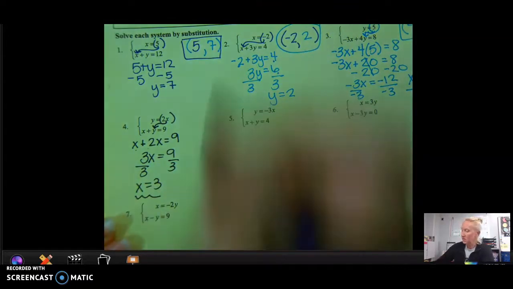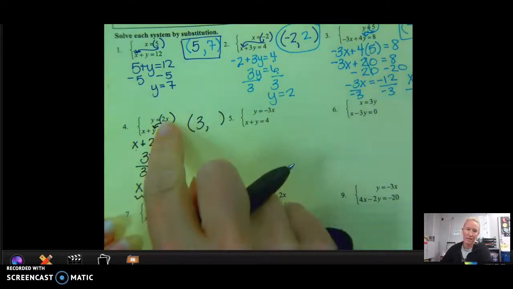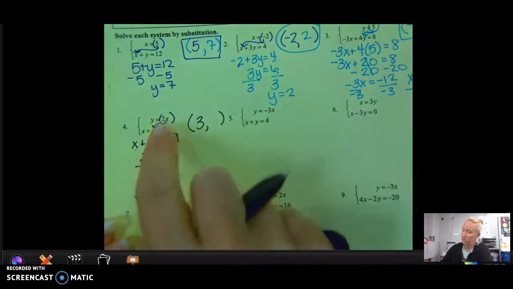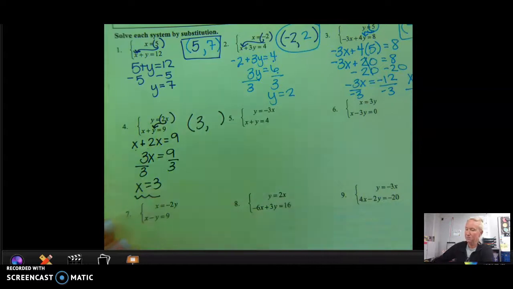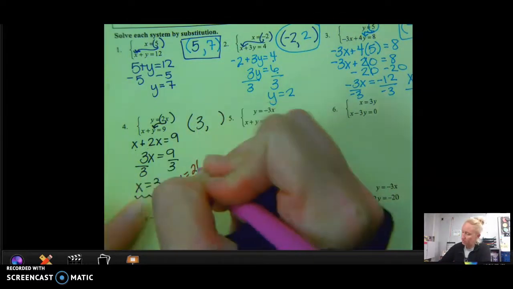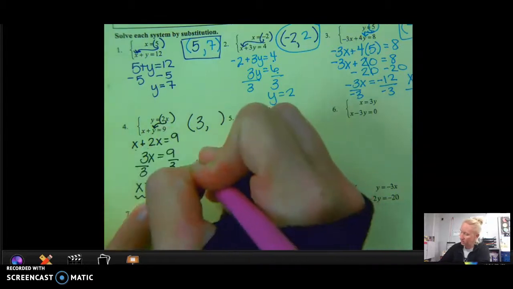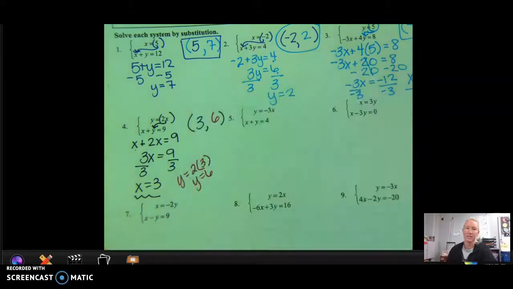Now, this one's one more step than the other ones. I need to find y, but in this case, y doesn't equal just a number. y equals 2 times x. So to find y, I'm going to plug in the 3 that we just found for x. So I'm going to do y equals 2 times the value of x, which is 3. So y equals 6. Okay.